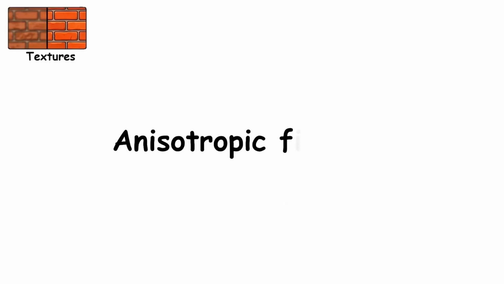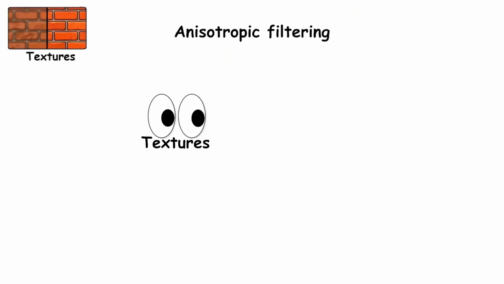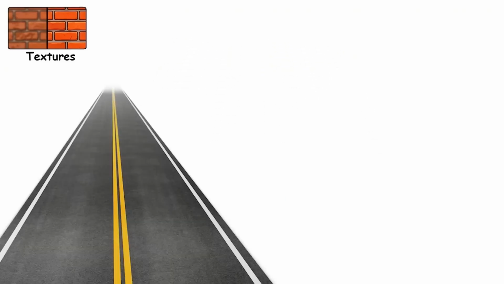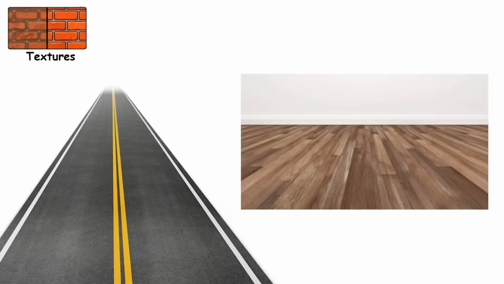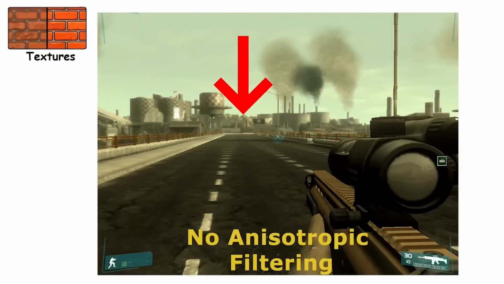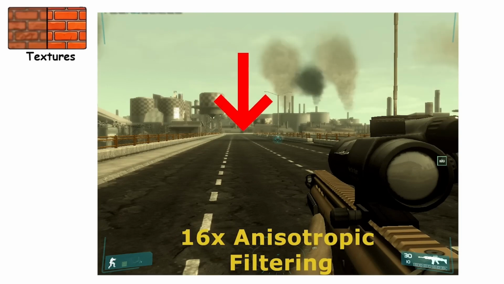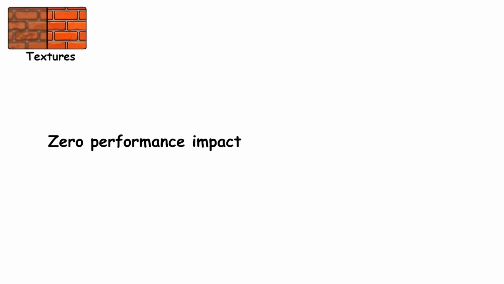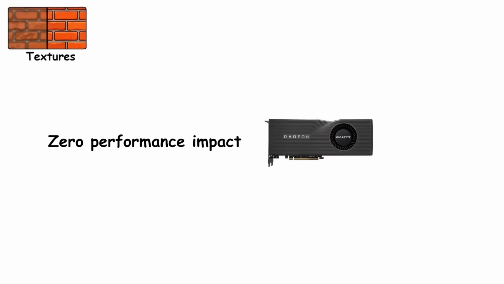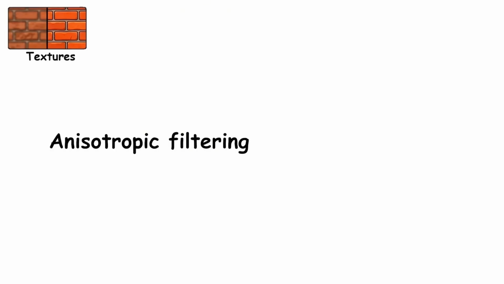Then there's anisotropic filtering. This improves how textures look at steep angles, roads stretching into the distance, floors across a large room. Without it, those textures get blurry fast. With it enabled, distant surfaces stay sharp. The best part? It has almost zero performance impact on modern GPUs. Honestly, anisotropic filtering is one of those settings I just crank to 16x on every game and forget about it. It costs almost nothing and the difference is too obvious to ignore.